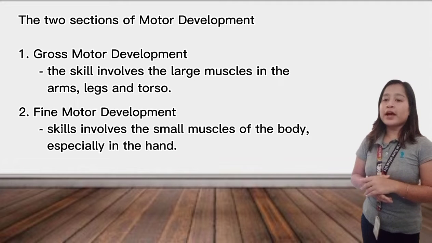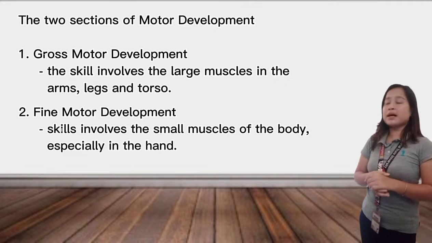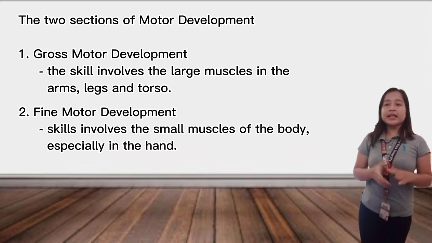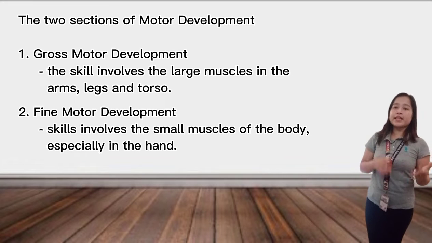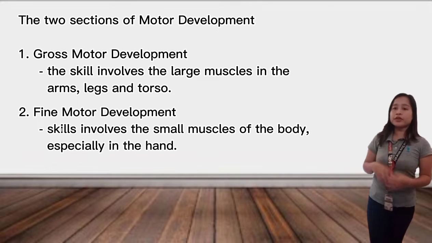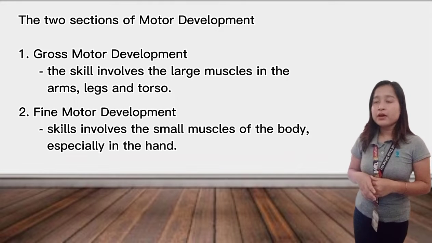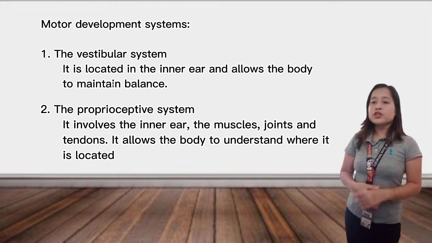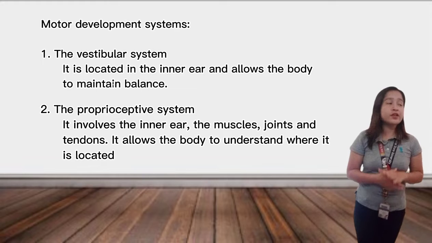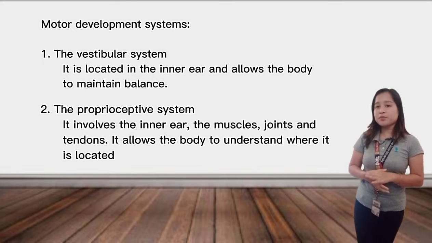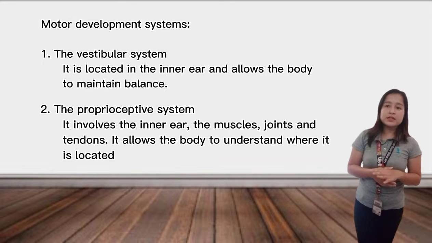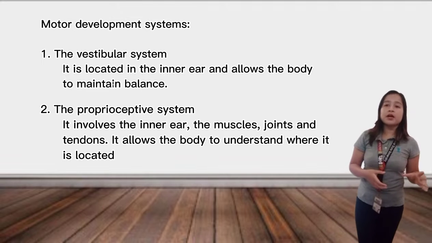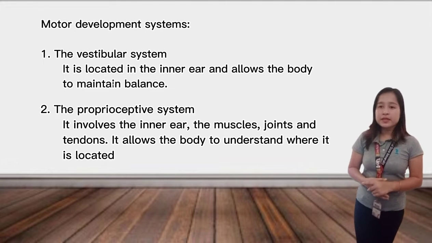Then another one is fine motor skills. It involves the small muscles of the body, especially in the hand. For example, dialing a phone and typing on the keyboard are examples of fine motor development. Motor development also involves the child's vestibular and proprioceptive systems. Both of these are part of the child's sensory system.